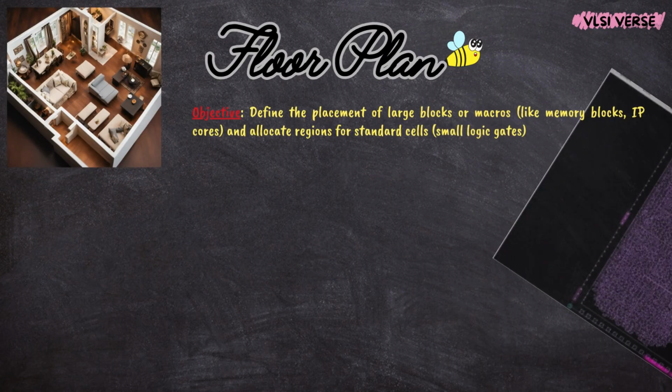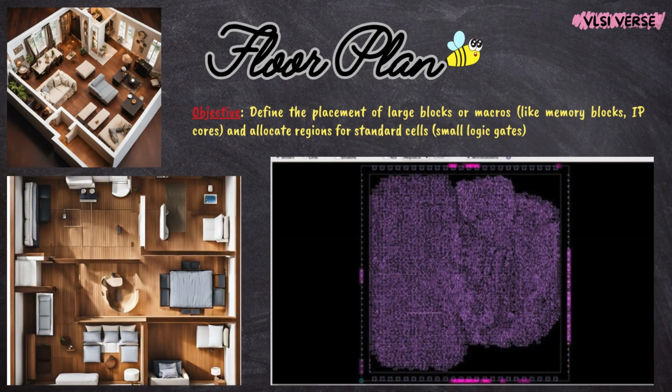Next up is floor planning, which is the first step in the actual layout process. In floor planning, we decide the placement of major blocks or macros on the chip. Think of it like laying out the blueprint of a building. You need to ensure that each block is placed optimally to minimize wire length and avoid congestion. This stage also involves planning for power distribution and creating a basic power grid.